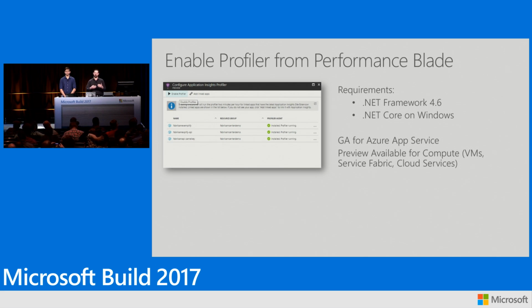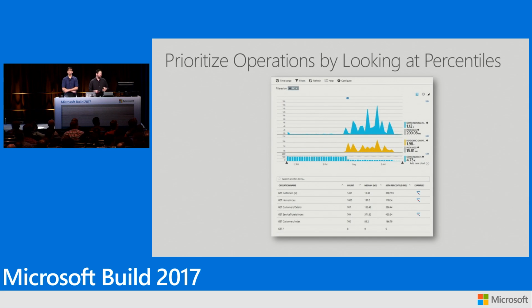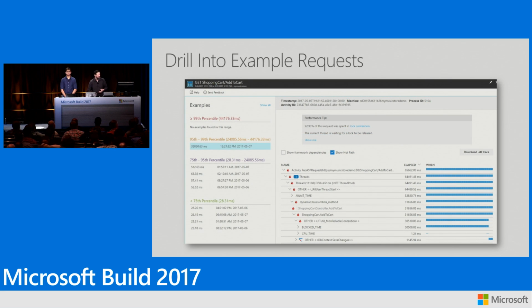It does require that you are on one of the paid tiers of App Service, because we need enough capacity to run the profiler. And we're also announcing a preview that you can try out for VMs, Service Fabric, and Cloud Services. So again, this profiler allows you to prioritize which operations to look at by looking at the count and the percentiles to help you differentiate between the typical user's performance and your long-tail performance at the 95th percentile. And then you can drill into example requests to see what code was running over time for specific examples in your application.